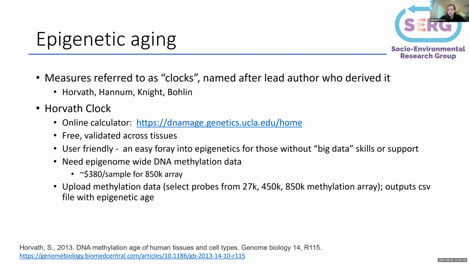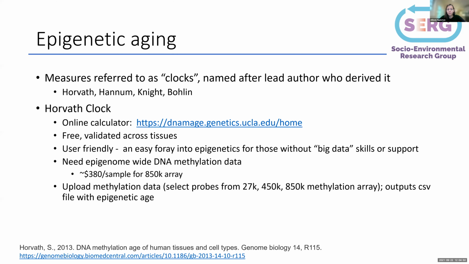Epigenetic aging measures, there's a couple of them out there, and they're referred to as epigenetic clocks that are named after the lead author who derived them. So there's the Horvath clock and the Hannum clock and the Knight clock and the Bolin clock. There are others. But basically, these investigators and their teams have derived measures of epigenetic aging that involve slightly different combinations of CpGs, methylation at different sites across the genome, and have used them to predict health outcomes and mortality and so forth.